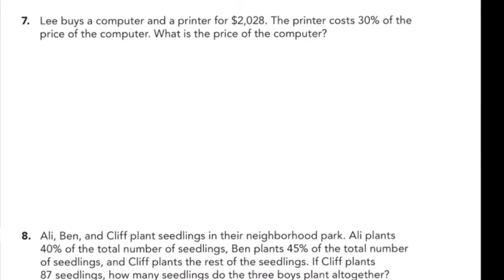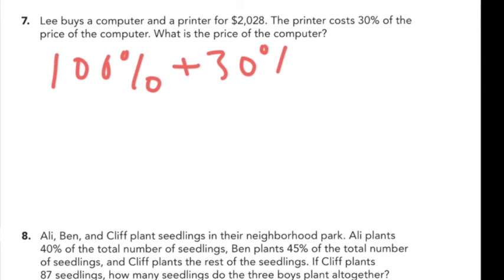Okay, last one that we're going to do is number 7, it's a little tricky. Lee buys a computer and printer for $2028. The printer costs 30% of the price of the computer. What is the price of the computer? Okay, so first of all, we have to figure out what we already know. What we do know is that the computer costs 100%, and the printer costs 30%. Together, they equal 2028.